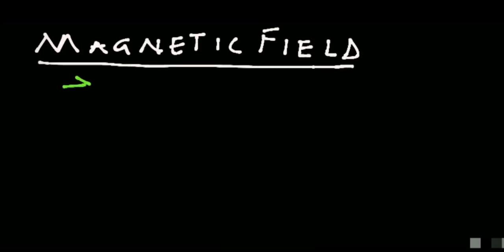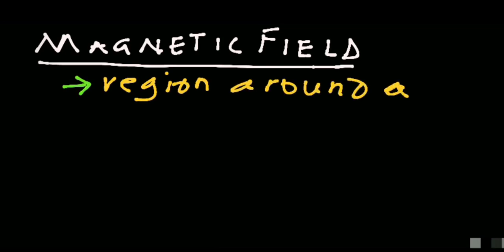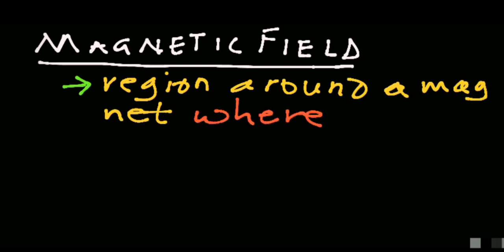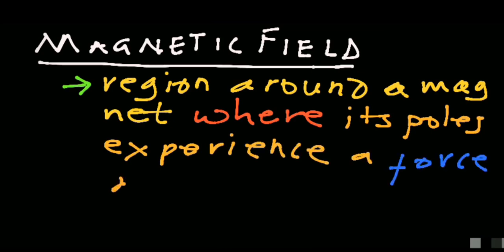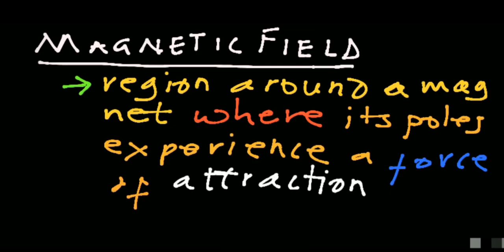Okay, now the important issue here is magnetic field. Very important thing to know. By the way, what is magnetic field? A magnetic field, we say, is a region around a magnet where its poles experience a force of attraction or repulsion. A region around a magnet where its poles experience a force of attraction or repulsion.